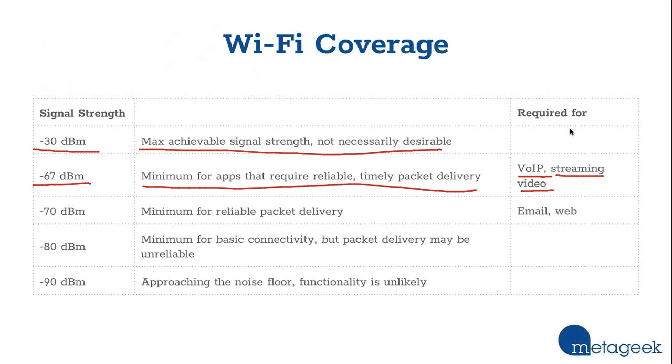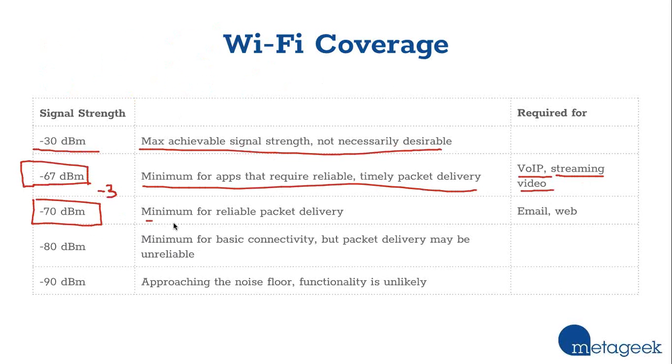When that happens, that voice over IP call starts sounding like a robot, right? We've all experienced that, and that's because packets were not being delivered in a timely manner. So negative 67, that's my target for voice over IP. Now, if we go down 3 dB, remember, it doesn't look like a lot, but it is. We just cut our signal strength in half. We go down to negative 70 dBm.